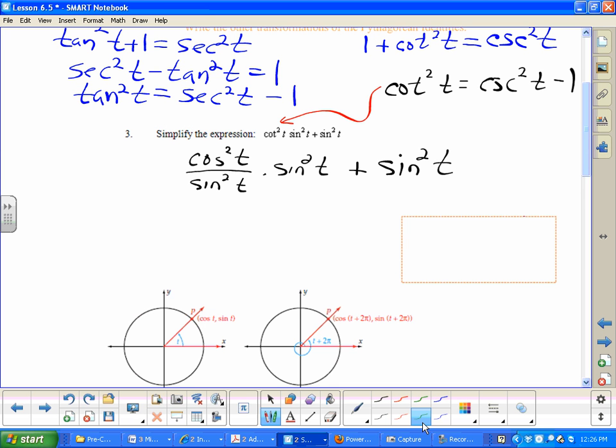So now these two will cancel. The sine squareds will cancel. And I end up with cosine squared plus sine squared.